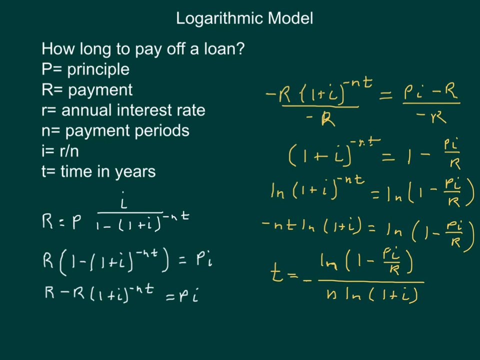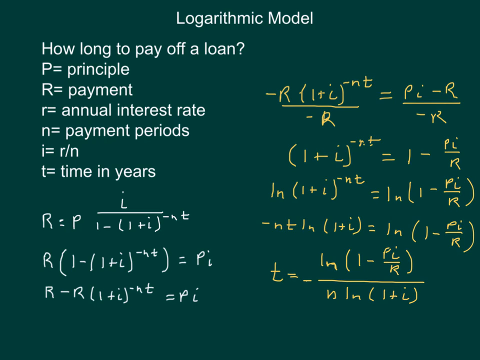Well, what we have here to start out with is that we have to recognize P is going to be the principal. Capital R is your payment. What is that monthly payment that you're making? Little r is the annual interest rate. N is your payment periods. I is basically the interest that's going to accumulate over those payment periods, so it's going to be r divided by n. And t is time in years.